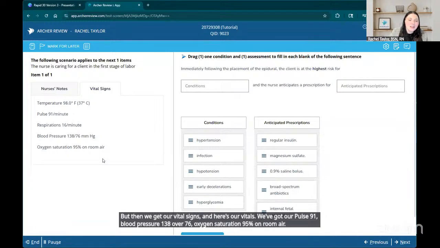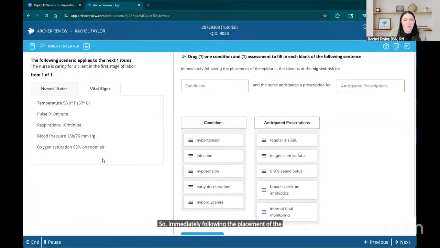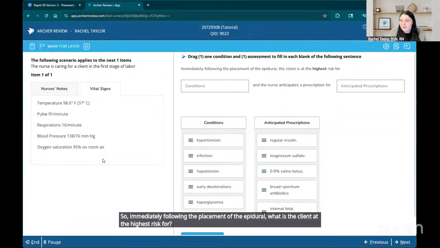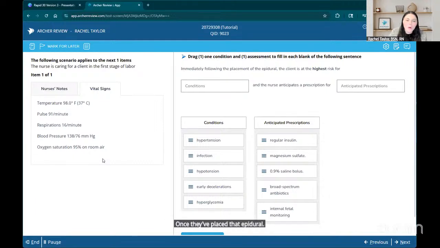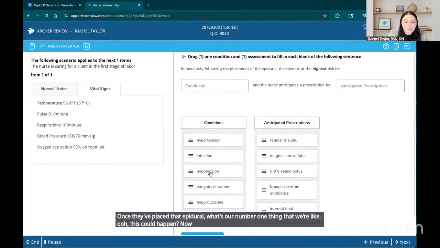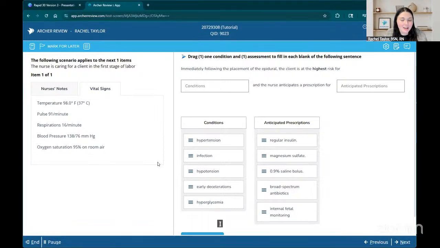So immediately following the placement of the epidural, what is the client at the highest risk for? Once they place that epidural, what's our number one thing that we're like, ooh, this could happen? Now, several of you are saying hypotension, and I want to talk through a testing strategy. Use that raise your hand in Zoom or comment on the other socials. Who likes testing strategies? Who uses them? I love testing strategy. I think they can make the difference of you passing or failing.